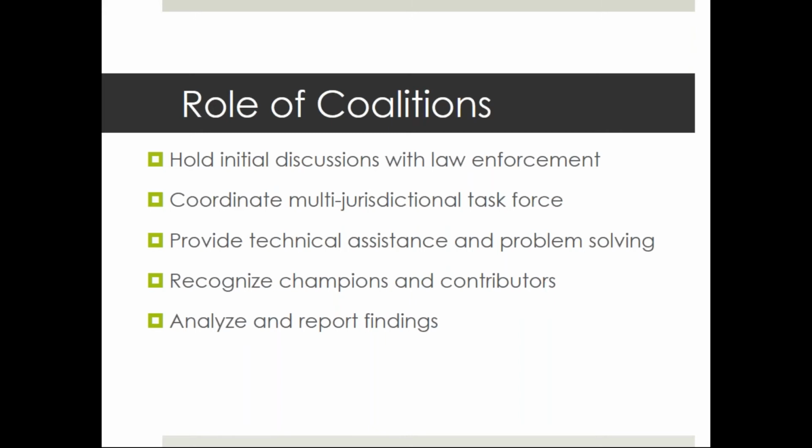We also spend some time analyzing and reporting findings. Our law enforcement departments have access to the poll data, but they don't necessarily have the time to see how they compare regionally. How do they compare to the statewide system? So we provide some of that back to them, and we're available if there is a particular question that they want to answer through the poll data. We can do some of that analysis for them.